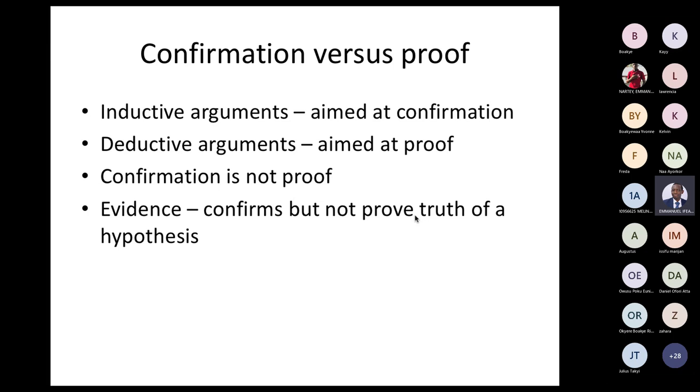Now, this book you are using was written by Professor Helen Lauer. But in the critical thinking book I wrote with some other authors, we didn't use confirmation. Instead of confirmation, we say support. Inductive arguments are aimed at supporting their conclusions. So we say rather that support is not proof. Evidence confirms, but does not prove the truth of a hypothesis. So evidence has a limitation, which we are going to see right now. So let's look at that.